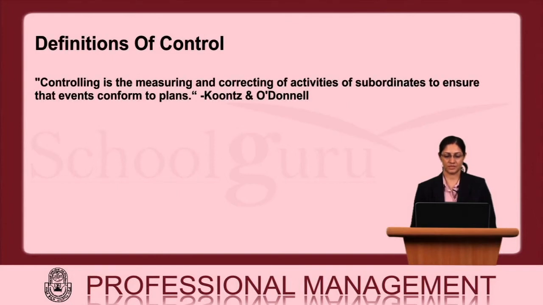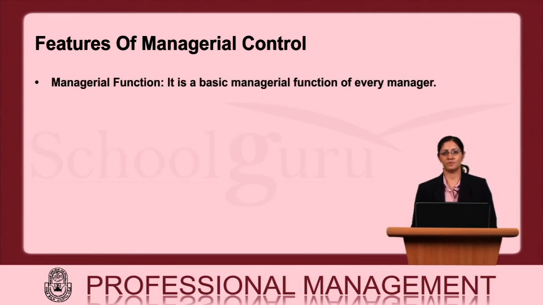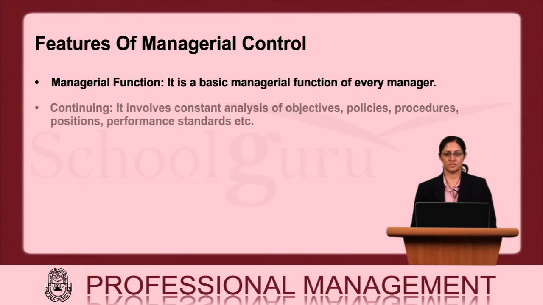Definition of control. In the words of Coates and O'Donnell, controlling is measuring and correcting of activities of subordinates to ensure that events conform to plans. Features of managerial control. Managerial control, as the name suggests, is a managerial activity and therefore it's a managerial function. If you remember, we discussed an acronym POSTCOG which had C standing for control functions. Control is one of the functions of management which is entrusted to a manager along with authority and responsibility to execute control operations. It's a continuing process.